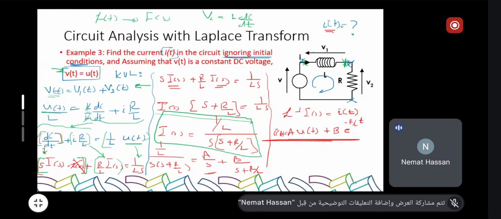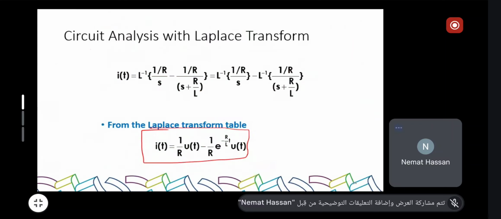So now we've reached, where am I at? This point, that this is my transfer function. I of t is, A is basically 1 over R, and B is minus 1 over R. So we already said I of t equals A u of t plus B e to the power minus R over L times t, right? A is equal to 1 over R, B is minus 1 over R.